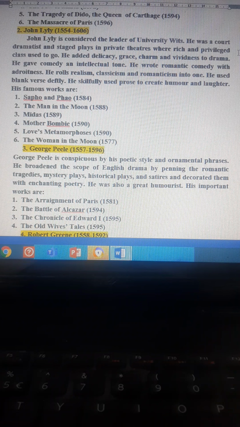His famous works are Sapho and Phao, published in 1584, The Man in the Moon, 1588, Midas, 1589, Mother Bombie, 1590, Love's Metamorphosis, 1590, The Woman in the Moon, 1577. Generally, we know John Lilly by his enchanting prose work Euphues, but his contribution to English drama is immense, and his greatest service to drama lies in writing his plays in prose. He inspired William Shakespeare's A Midsummer Night's Dream and As You Like It.